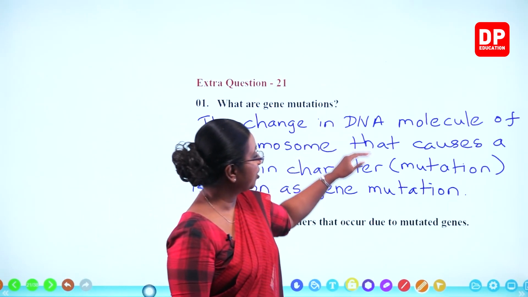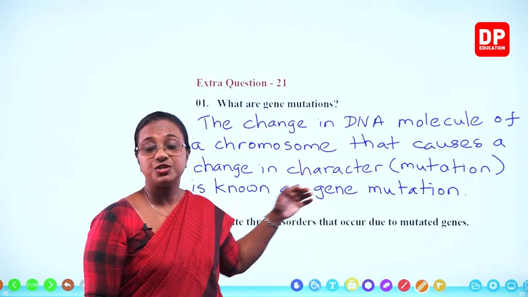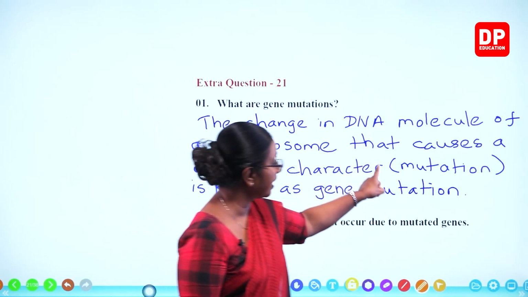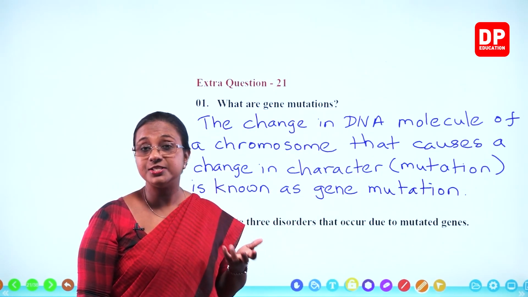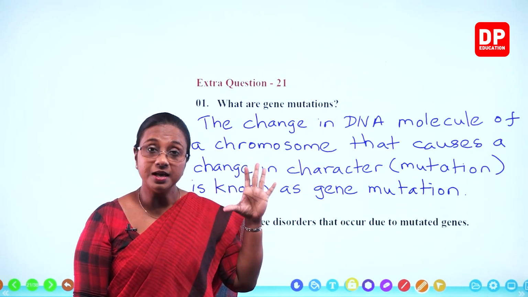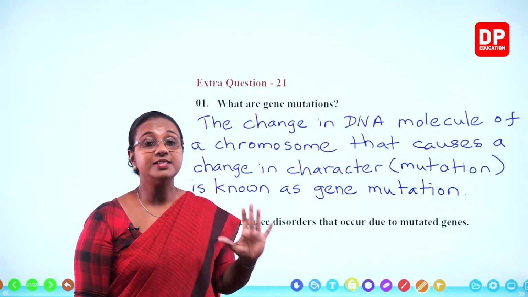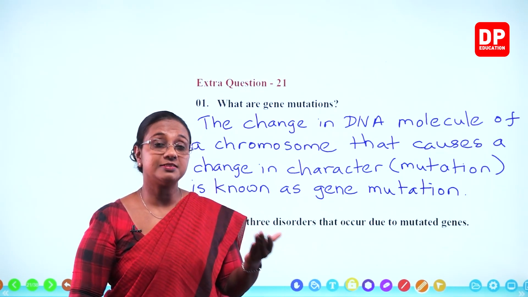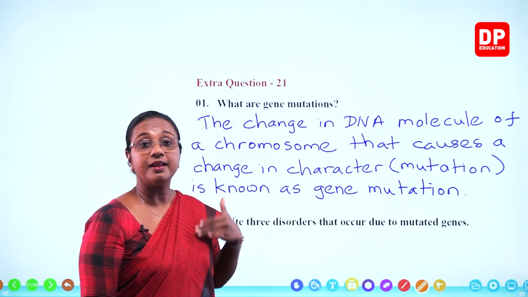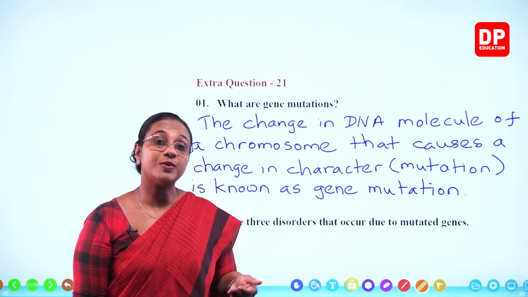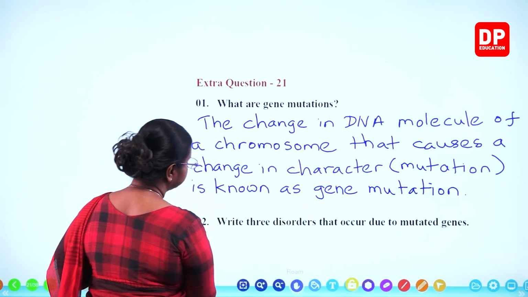mutation. Normally when you're answering a question, you don't use the same term given as the question when you try to explain. That's why I have written this mutation within brackets. So it is the change in DNA molecule, because the part of the DNA molecule with a certain base sequence is what we call as a gene that is responsible for a certain character. So when that changes, the character also changes. That is what we call as gene mutation.